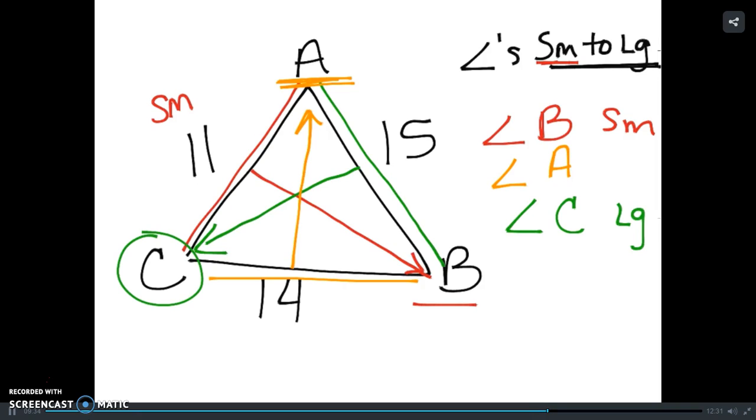Here we were just asked to list them out, smallest to largest. A lot of times they'll ask you to do that. They could also give you the angle measurements and ask you to list out the sides, smallest to largest or largest to smallest. That's also a possibility, so be on the lookout for that.